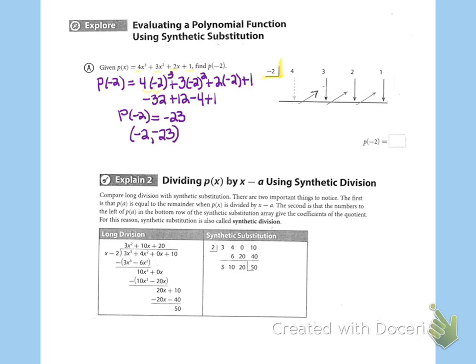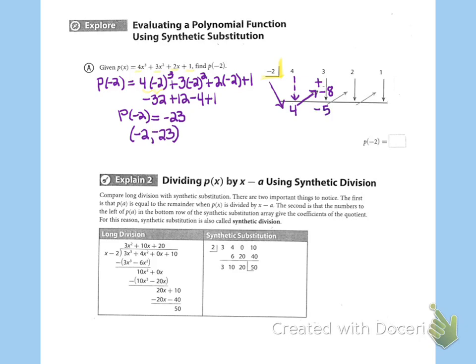So how does the synthetic substitution process work? You set up this little table format, and you bring down that first coefficient, which is the 4, and then we multiply that 4 by that negative 2. We bring that product, negative 8, over into the next column, and we add it to that next coefficient, that 3, giving us a negative 5.